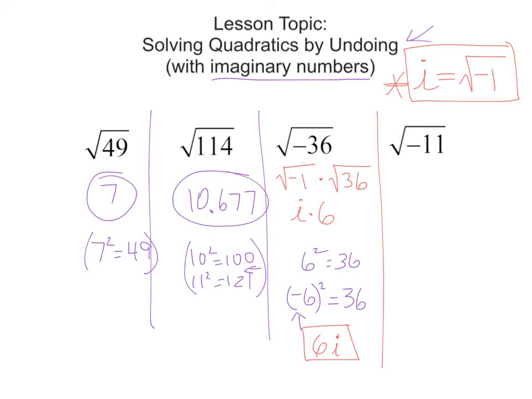So how about this one? The square root of negative 11. Well, again, we can break this down into the square root of negative 1 times the square root of 11. The square root of negative 1 we learned is i, and the square root of 11 doesn't break down into a whole number, so we can just leave it as the square root of 11. And that is what we get for that one. Let's see how this is applied to our solving quadratics by undoing.